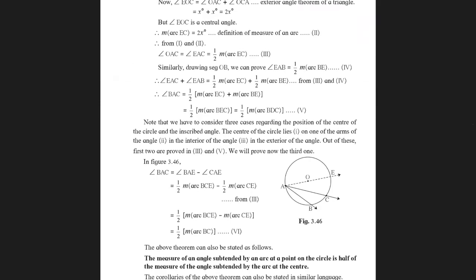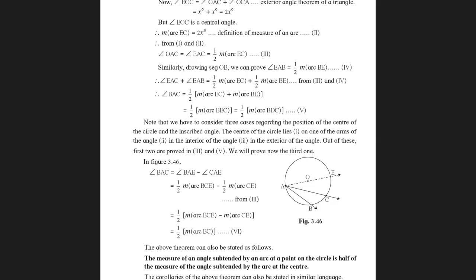Look at the figure here. You have angle BAC and you have another point E which lies in the exterior. How will I prove it? Angle BAC equals angle BAE minus angle CAE. Correct? Now, if I were to write in terms of the measure of the arcs, I would write half the measure of arc BCE, because BAE is intercepted by the arc BCE. So half the measure of arc BCE minus half the measure of arc CE.